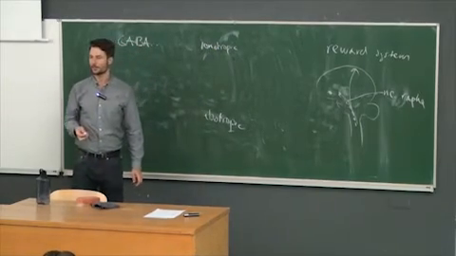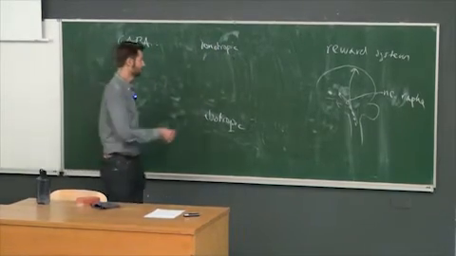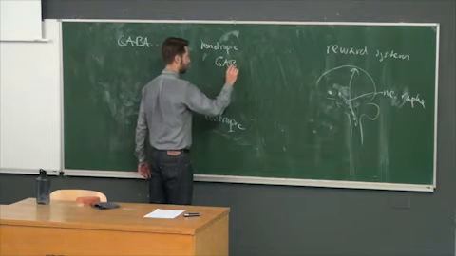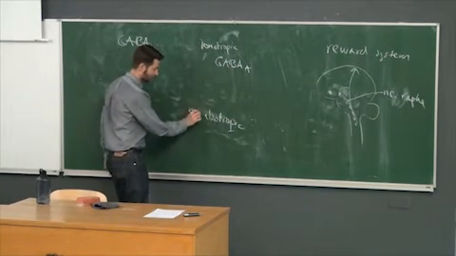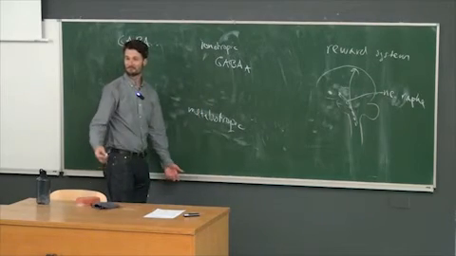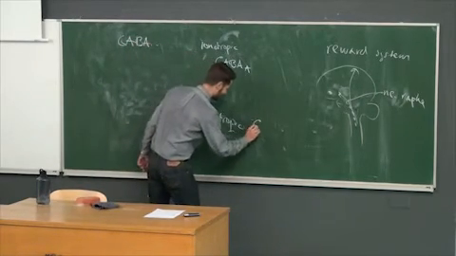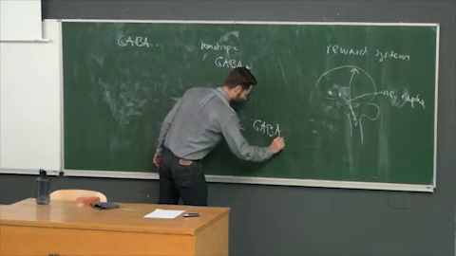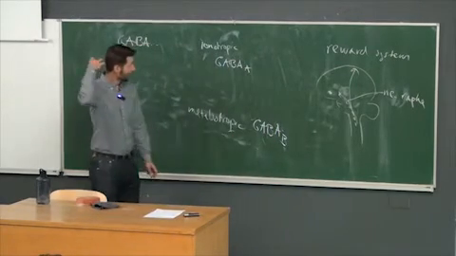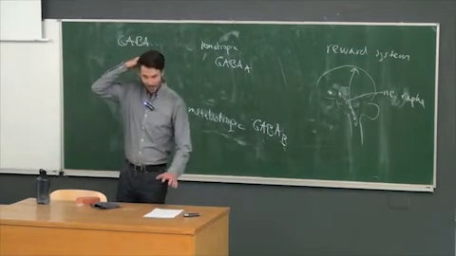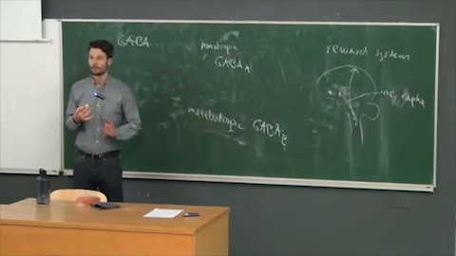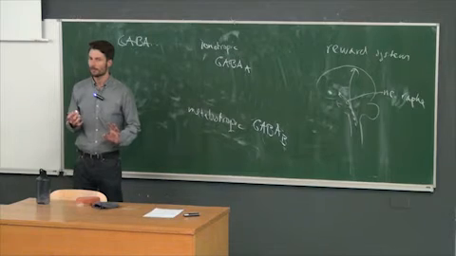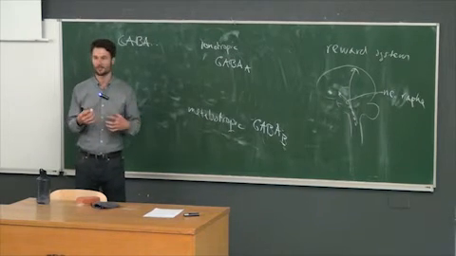The ionotropic receptor is called GABA A. And the metabotropic is called, what do you think? GABA B. The GABA A receptor, which is an ion channel, what kind of channel is it going to be?